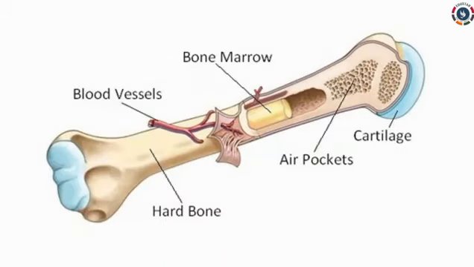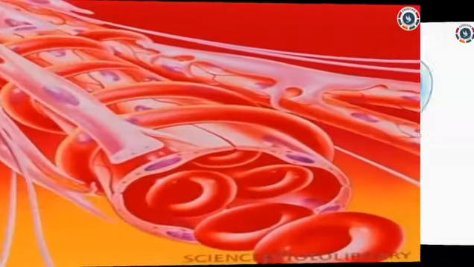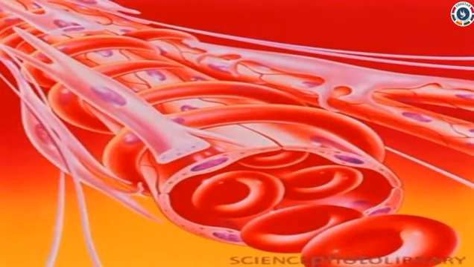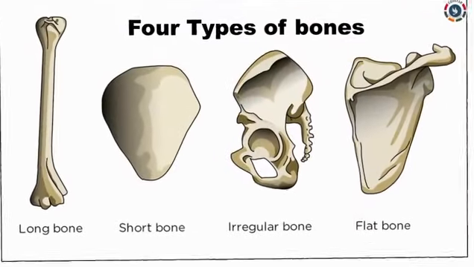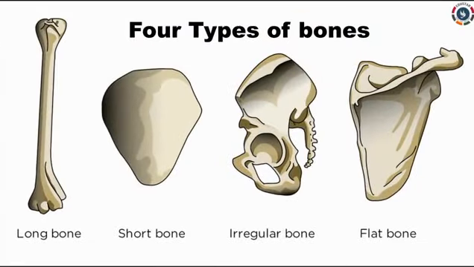Bones of our body are filled with soft, fatty materials called bone marrow. You can see the yellow colored part in this picture. The red blood cells of the body are made by the bone marrow. There are 4 types of bones in our body. They are long bones, short bones, flat bones and irregular bones.